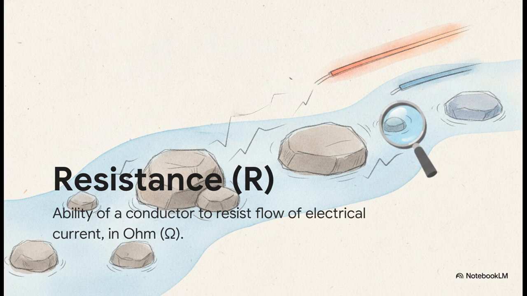And finally, we have resistance, represented by R. Resistance is like the rocks and boulders sitting in our river, slowing the flow of water down. Every single material has some level of resistance to electricity. And this depends on a few things: the type of material, the length of the wire, its diameter, and even its temperature. For instance, a long, thin, hot wire has way more resistance than a short, thick, cold one. We measure this resistance in ohms.